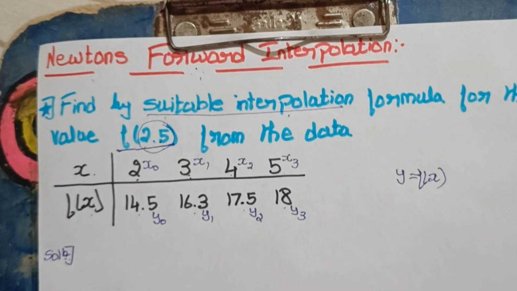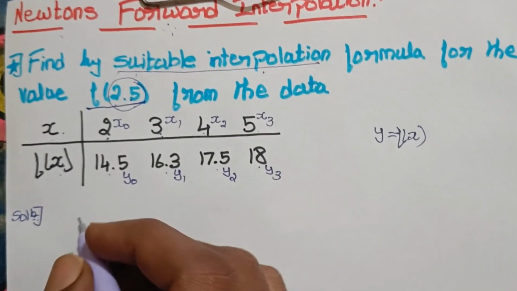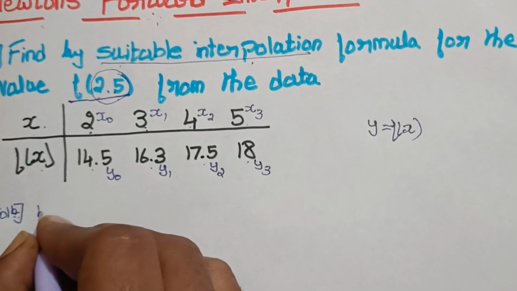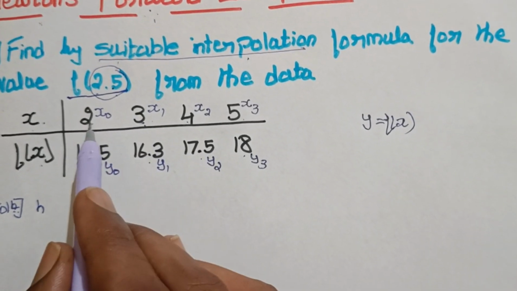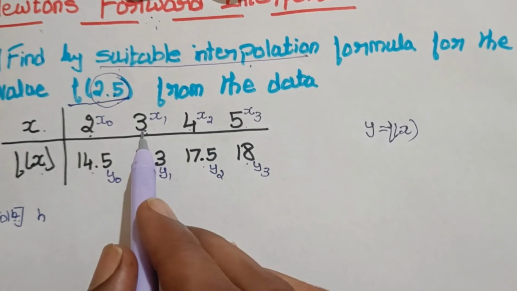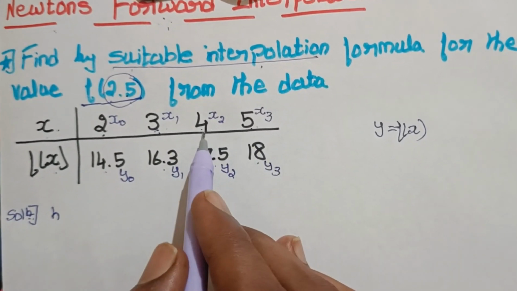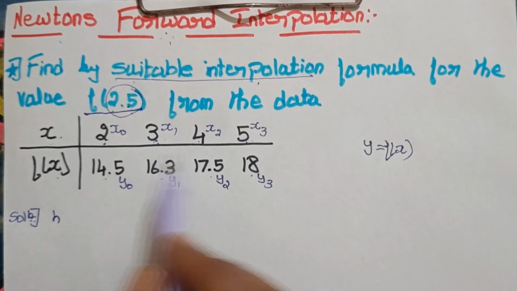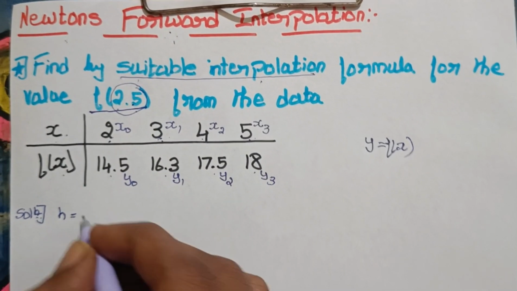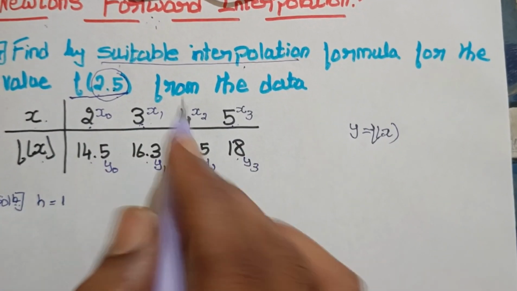Before proceeding to the formula, now let us find the values. That is, we have to find the h value. H value is nothing but x1 minus x0 is 1, x2 minus x1 is 1, x3 minus x2 is also 1. Therefore, these are equal intervals. Therefore, h is nothing but 1. H is the step length.